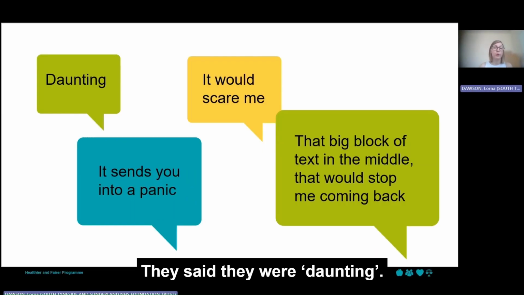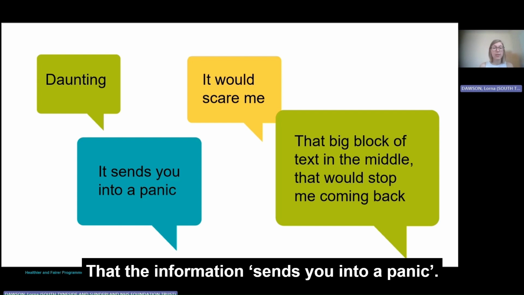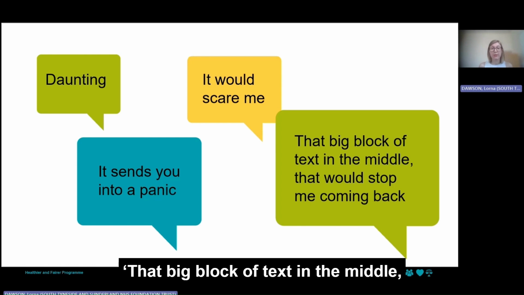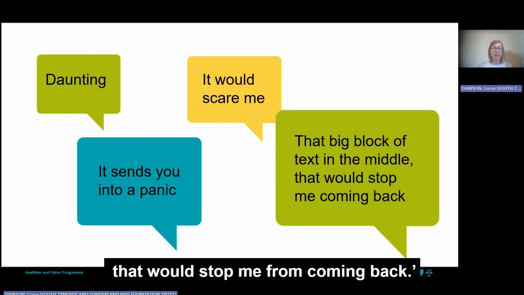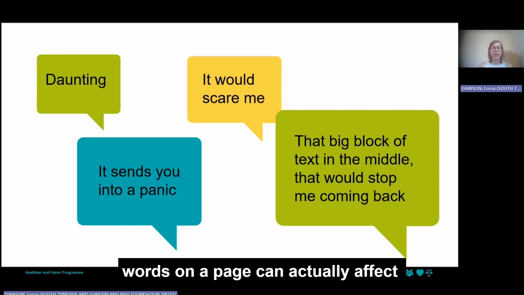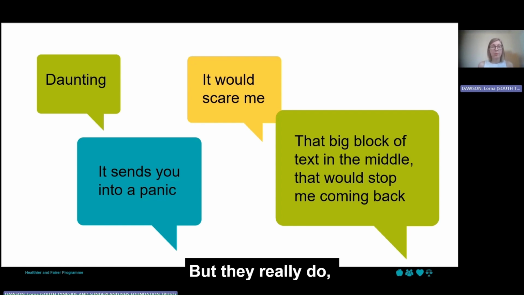They said they were daunting, that the information sends you into a panic, that it would scare them, and that big block of text in the middle, that would stop me from coming back. And it's crazy to think that things as simple as words on a page can actually affect people turning up to appointments and getting the care that they need, but they really do.